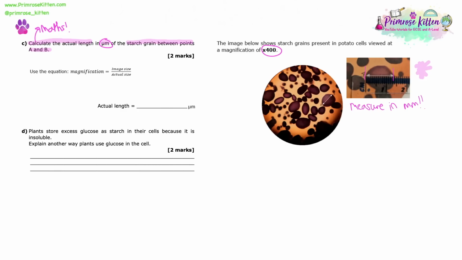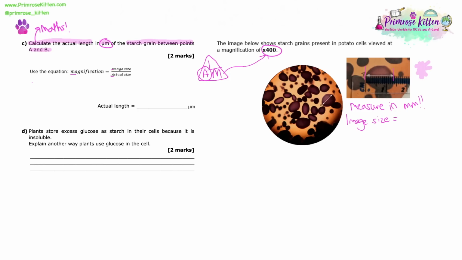We're going to be using our equation, which I always remember as I am a triangle. Put it in a triangle, and then you're always going to be able to remember which way round your equation needs to be. So we're working out actual length or actual size, so we're going to do our image size divided by our magnification. We've got our magnification in the question, it's ×400. So we just need to measure our image in millimeters in order to get the image size, and then we're good to do our calculation.